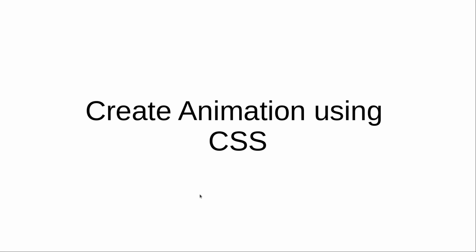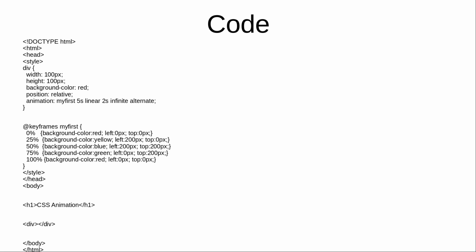In today's video training we will learn how to create a simple animation using CSS. So here is the code of our HTML document. We will create an HTML document and in-page CSS with a div tag and keyframes "my first". And then we will have the body HTML with an h1, CSS animation, and a simple div.